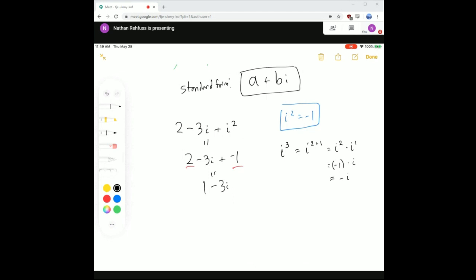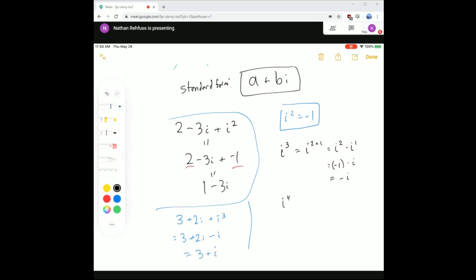So if I had an expression, for example, like this is an example. If I had an expression like 3 plus 2i plus i cubed, I can replace i cubed with -i, sorry. So that's 3 plus 2i minus i. Combine like terms, this is 3 plus i. Okay, same logic.